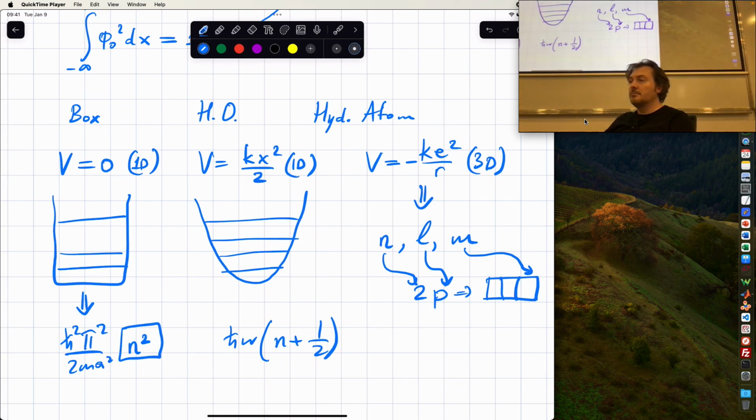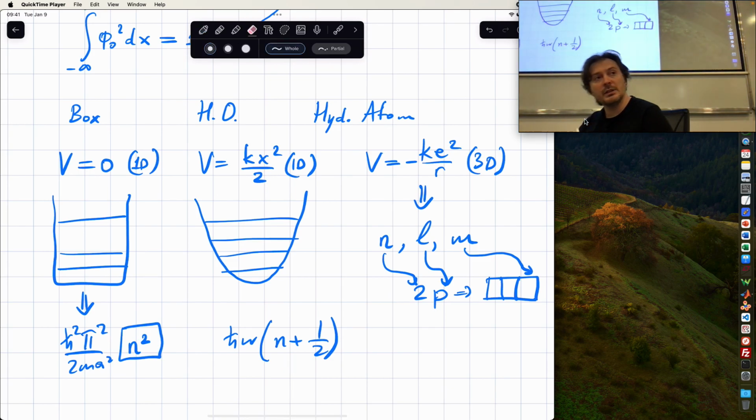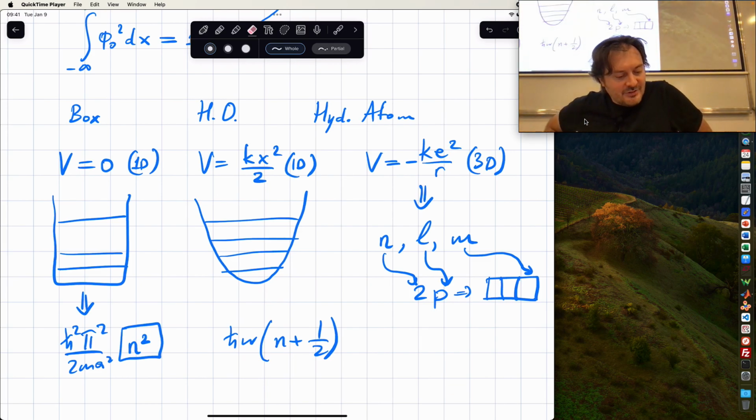Isn't there actually 2 in harmonic oscillator? No. Why? There's only 1 quantum number. It's a 1-dimensional potential. No, don't think about polarization. Then you complicate things. Okay.